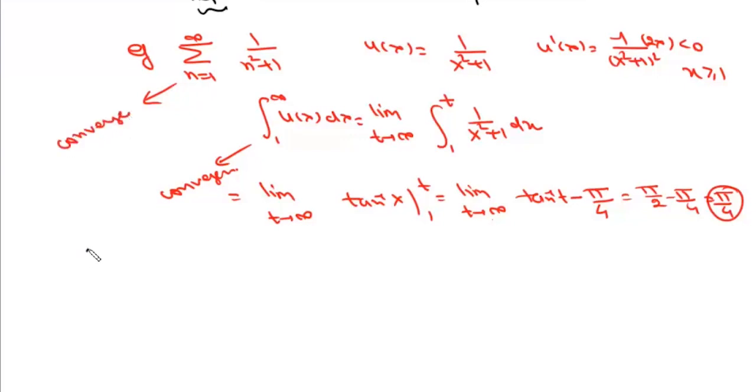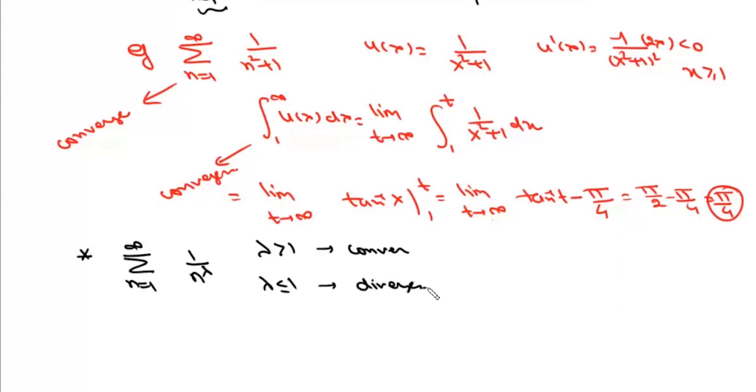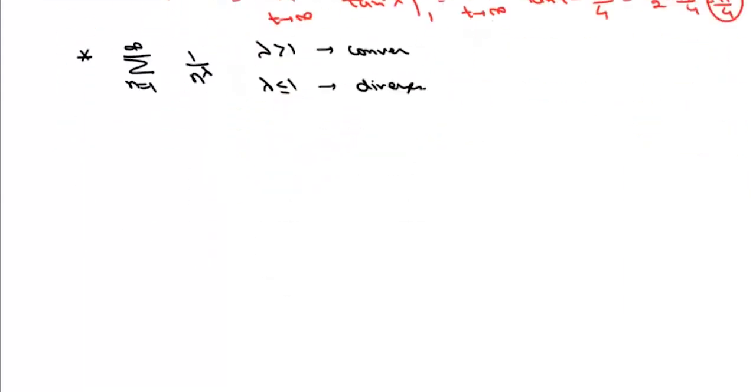We can use this Cauchy's integral test to decide the convergence of the generalized harmonic series, which was this summation n varies from 1 to infinite 1 upon n to the power lambda, and we know that if lambda is greater than 1, then this series converges, and if lambda is less than or equal to 1, then this series diverges. Now we'll prove this using Cauchy's integral test. Now we take the first case.